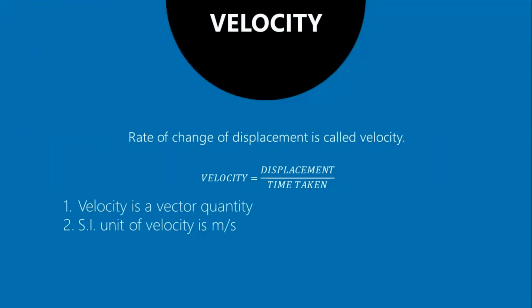Velocity. Rate of change of displacement is called velocity. Velocity is equals to displacement upon time taken. Velocity is a vector quantity. SI unit of velocity is meter per second, same as speed.